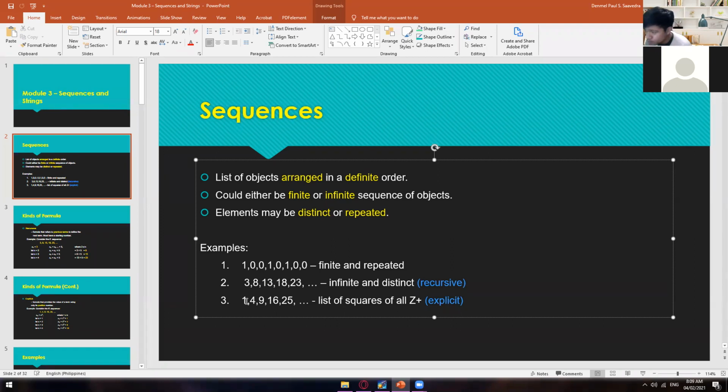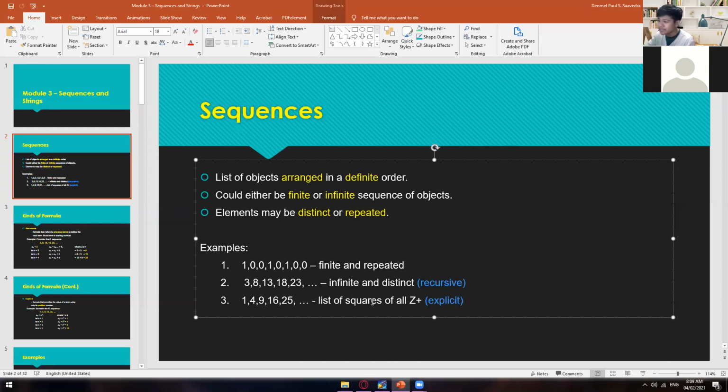We also have this one, 1, 4, 9, 16, 25. This one is the list of squares of all positive integers. You could say that this one is also distinct and infinite, but this one is more explicit. The difference between explicit and recursive is that for recursive, you have to know the past terms, but for explicit, you only need to know the formula. There is actually a given formula.